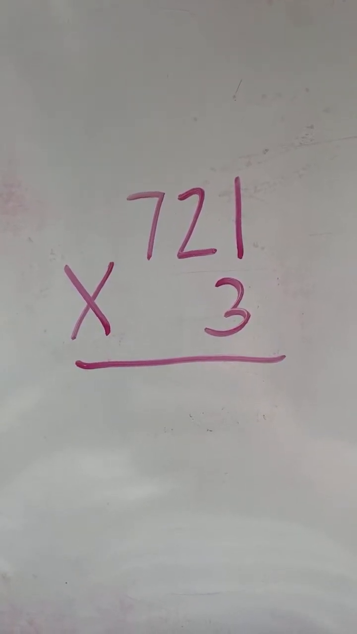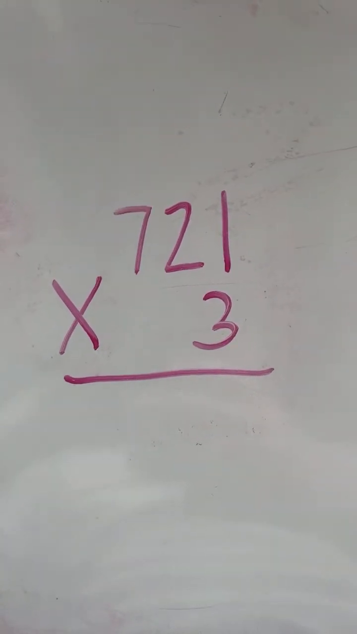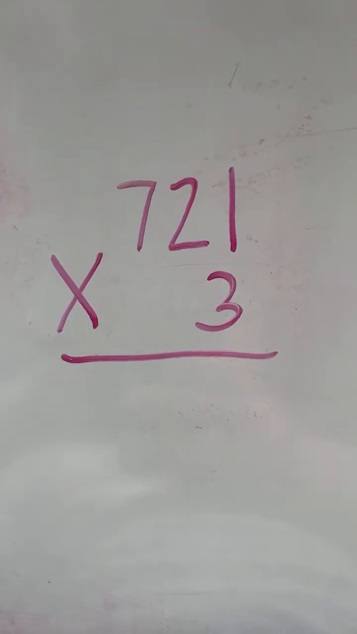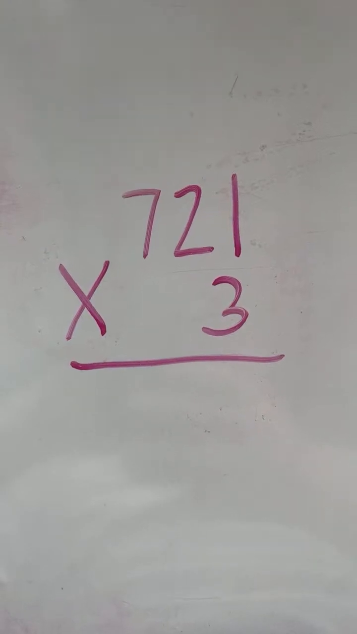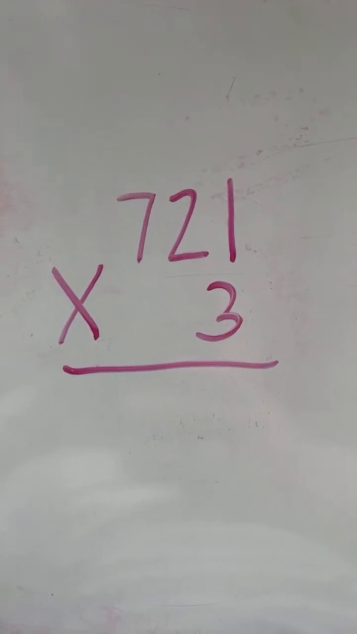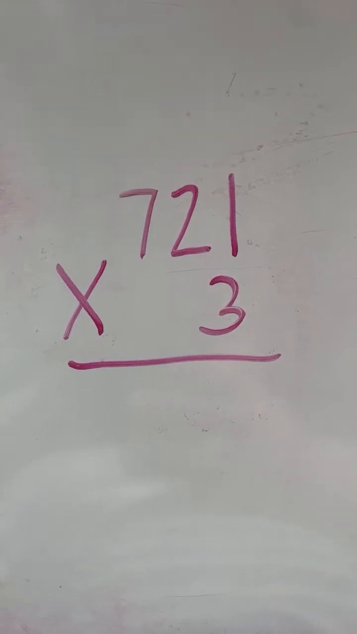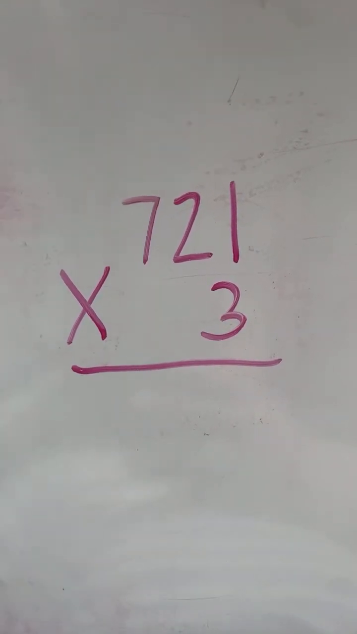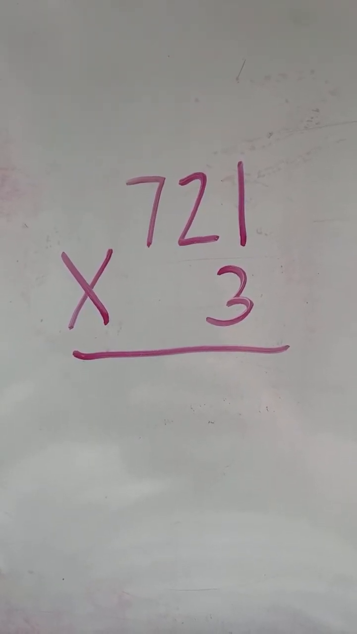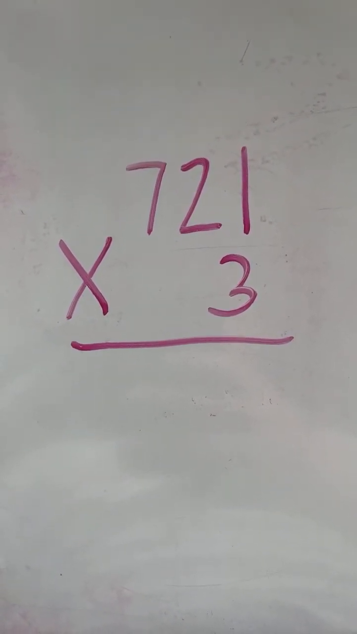So this is a multiplication and division live stream. For this live stream, I am going to model how to solve 3-digit by 1-digit multiplication problems, and then whatever answer we get, I'm going to divide that answer by 3. For example, our first problem is 721 times 3. I'm going to divide that by 3, and it should come out to the same.